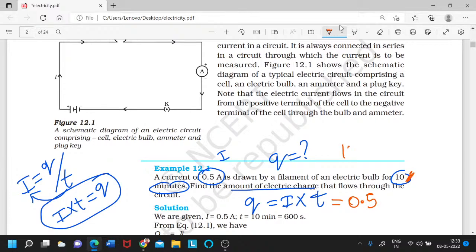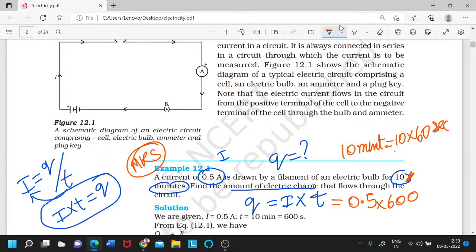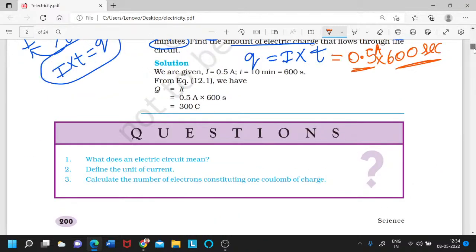10 minutes is how many seconds? 10 into 60. Always do the problem with the MKS system, meter kilogram second. So 600 seconds. 10 minutes is 600 seconds only. This is ampere. Current into time will give charge. That's called coulombs.